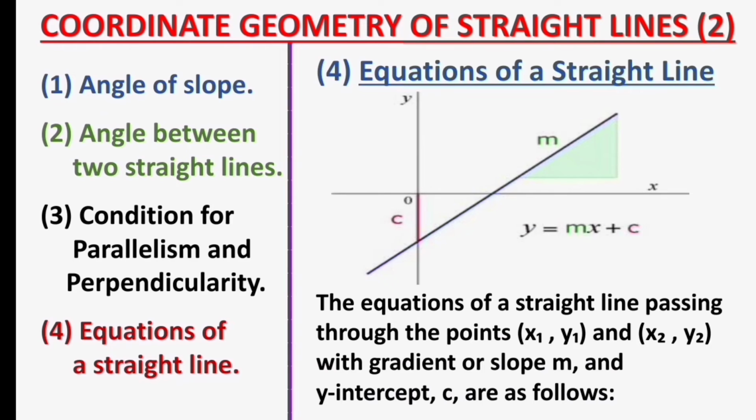Number 4, equations of a straight line. The equations of a straight line passing through the points x1, y1 and x2, y2 with gradient or slope m and y-intercept c are as follows.